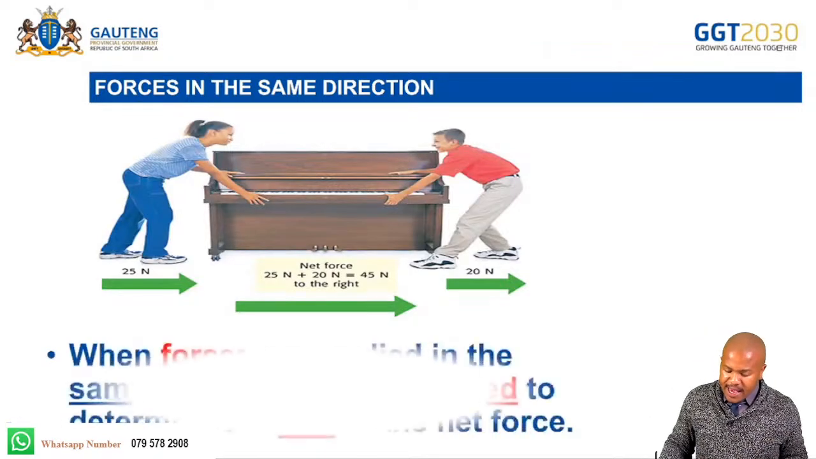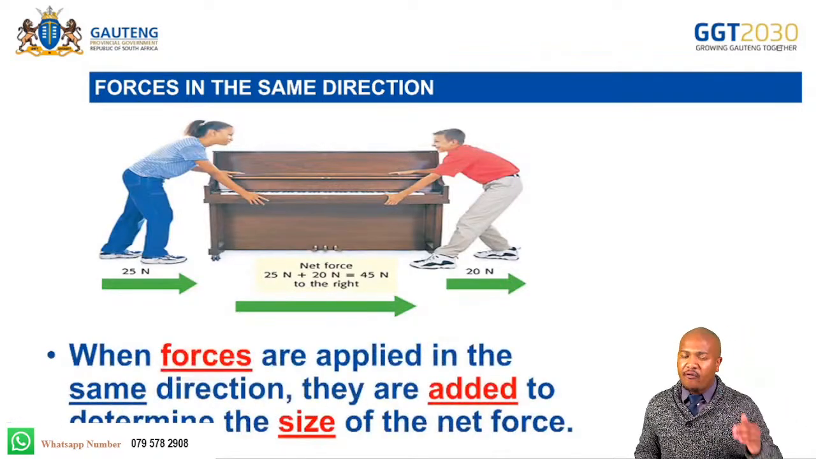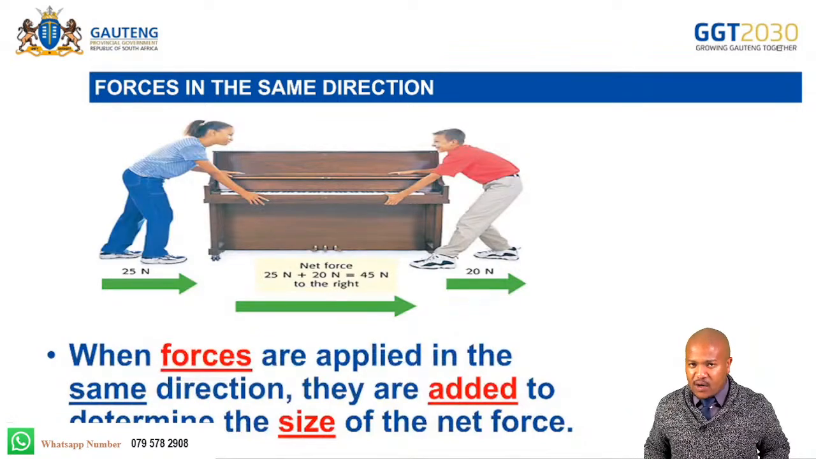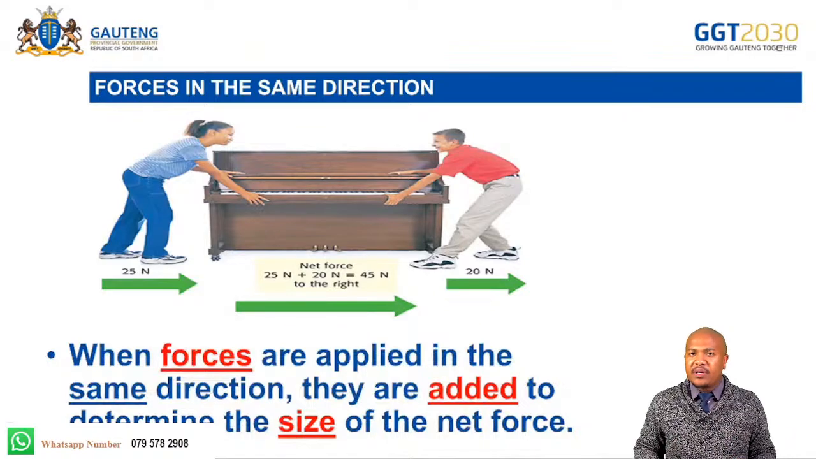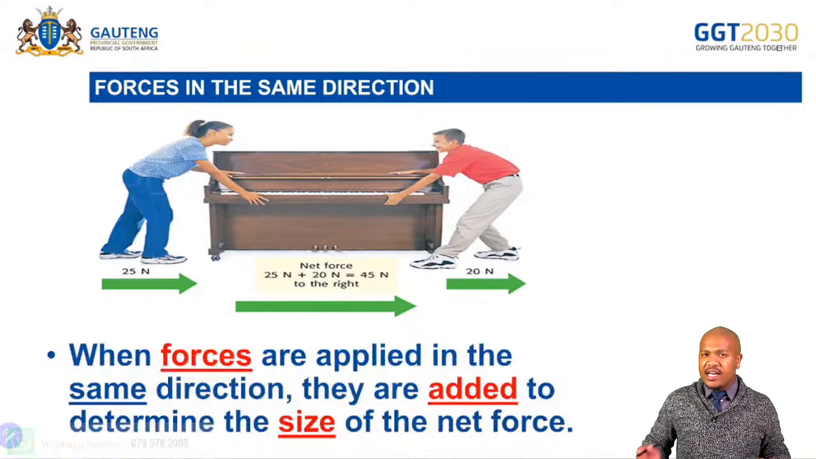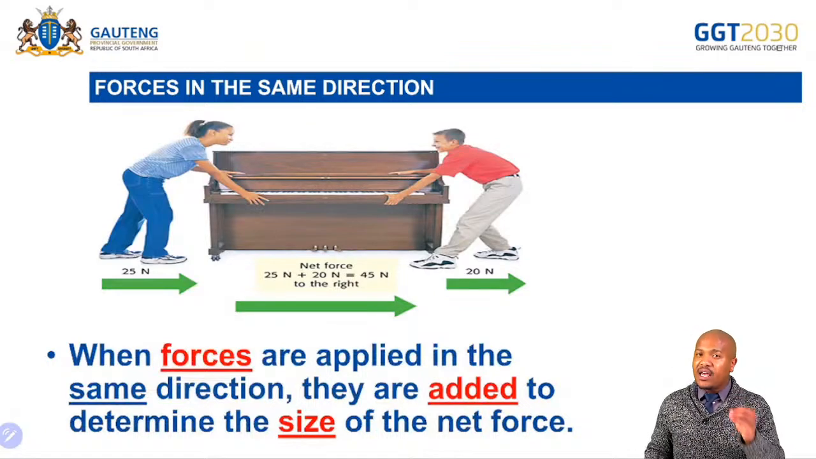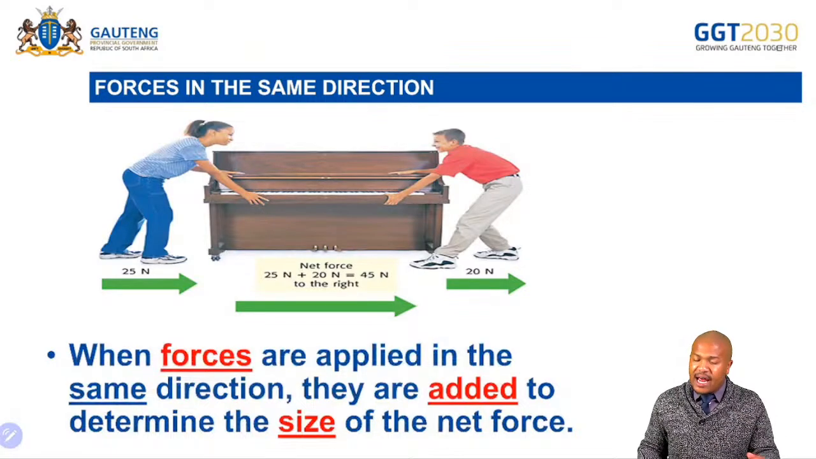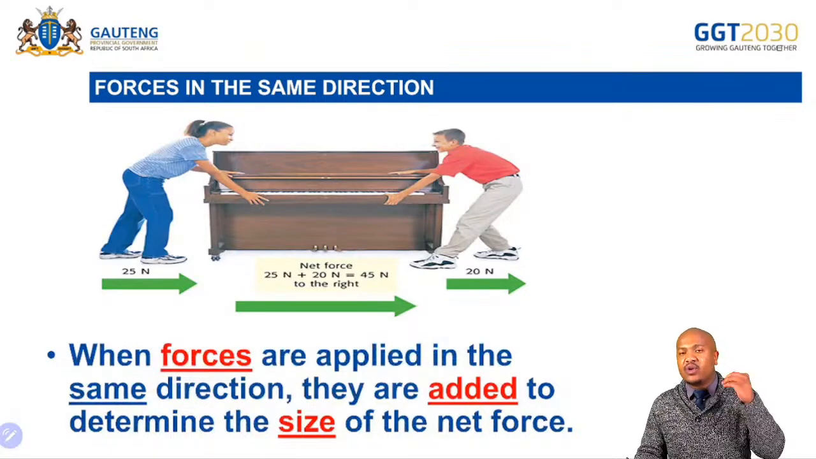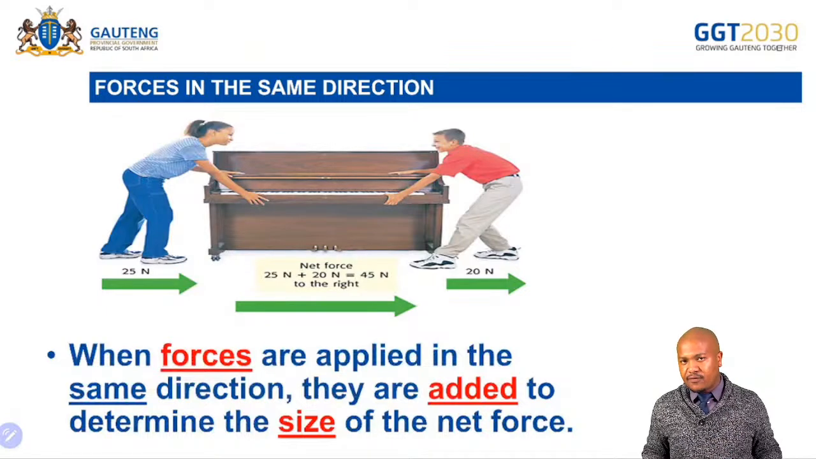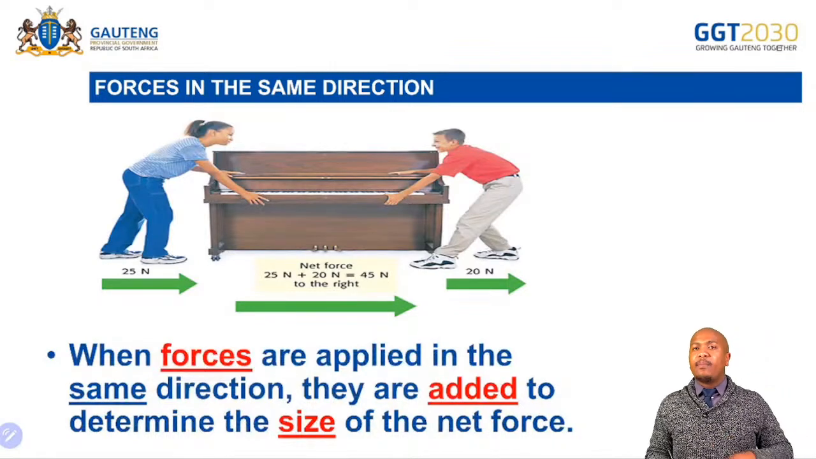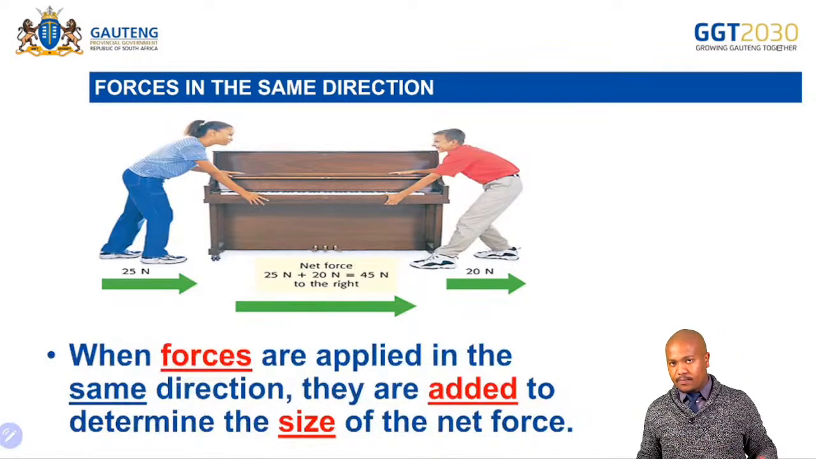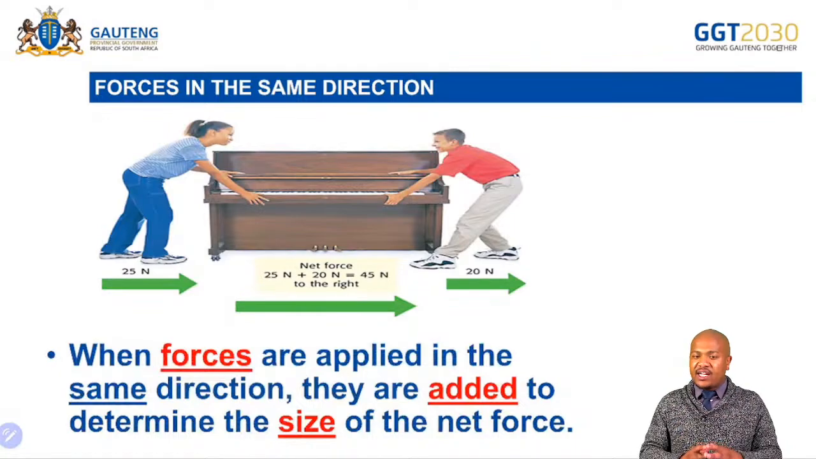The girl here is applying 25 newtons of pushing force to the piano, whereas the boy is applying 20 newtons of pulling force on the piano, going in the same direction as the girl is pushing. So what did we say about this? We said that when forces are applied in the same direction, they are added together to determine the size of this net force. So it is 25 newtons plus 20 newtons to give us 45 newtons to the right-hand side. That is the amount of force applied on this piano.